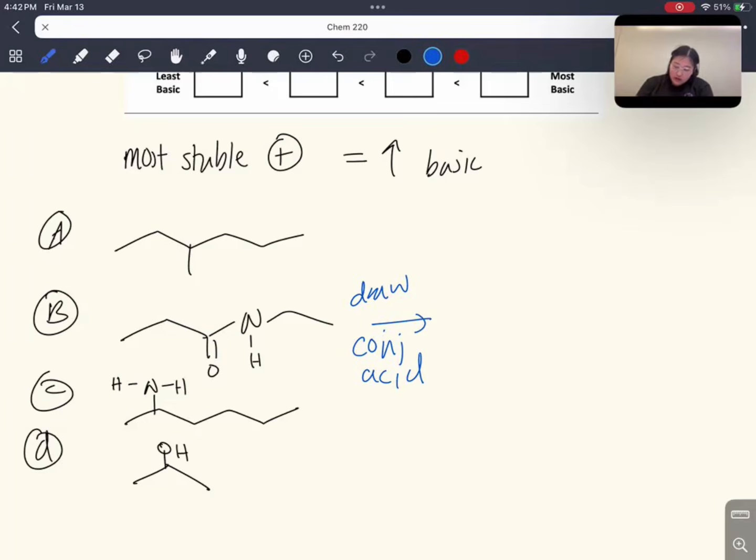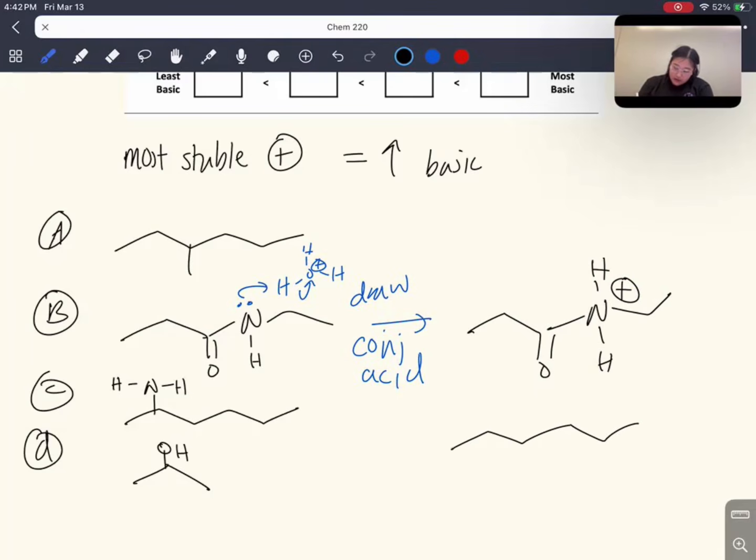The way you draw a conjugate acid is that something has to get protonated, right? So how does something get protonated? Let's just draw B, for example. If something gets protonated, let's say you had an acid, you'd be ripping off this hydrogen. And so if I redraw B, your amide would be protonated. And then for C, your amine will be protonated. And then for D, you're going to have a protonated alcohol.